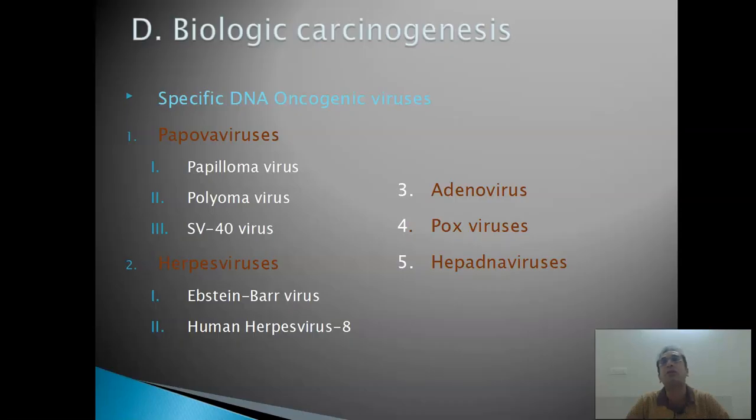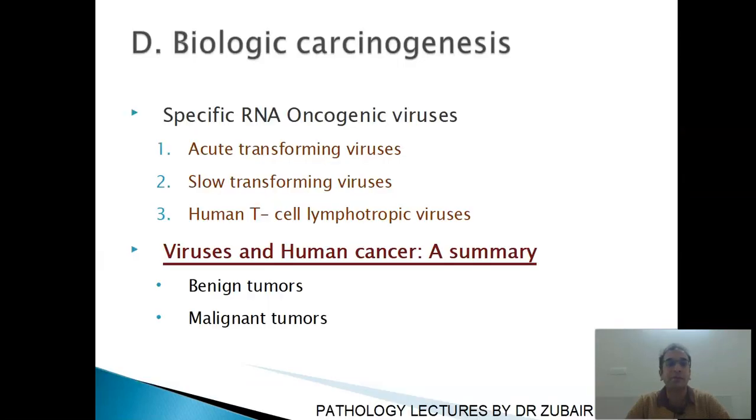So it's a question usually asked in the exam: name the viruses causing DNA cancer. You can classify them as the DNA oncogenic viruses. In this you have the papillomaviruses: papilloma, polyoma, SV40. Then the next category is the herpes viruses, Epstein-Barr virus and human herpes virus 8. The third category is adenovirus, followed by pox virus and hepatitis DNA virus.